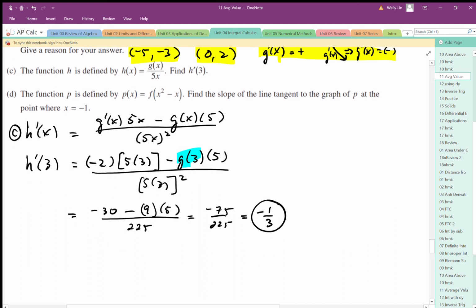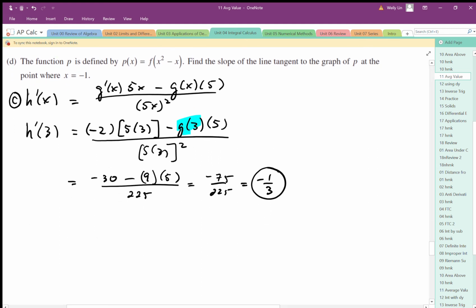The last part of this question is part D. It says P is defined by f with an embedded function, x squared minus x. I want to find the slope of the tangent line of P where x is equal to 1. So basically I want to find P prime of 1, which means I need to find the derivative. So I'm going to differentiate this.